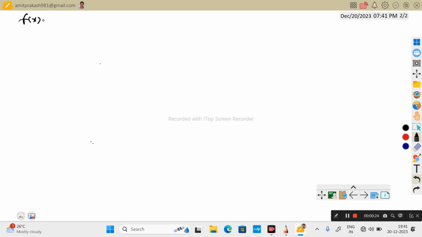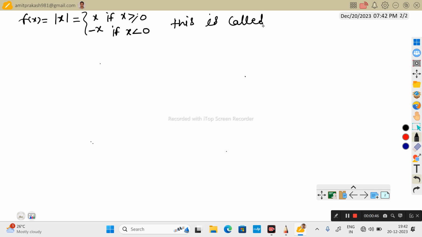Modulus function f(x) equals mod x. This is read as mod x, and this is equal to x if x is greater than or equal to 0, and if x is less than 0, then modulus of x equals minus x. This is also called the modulus or absolute value function.